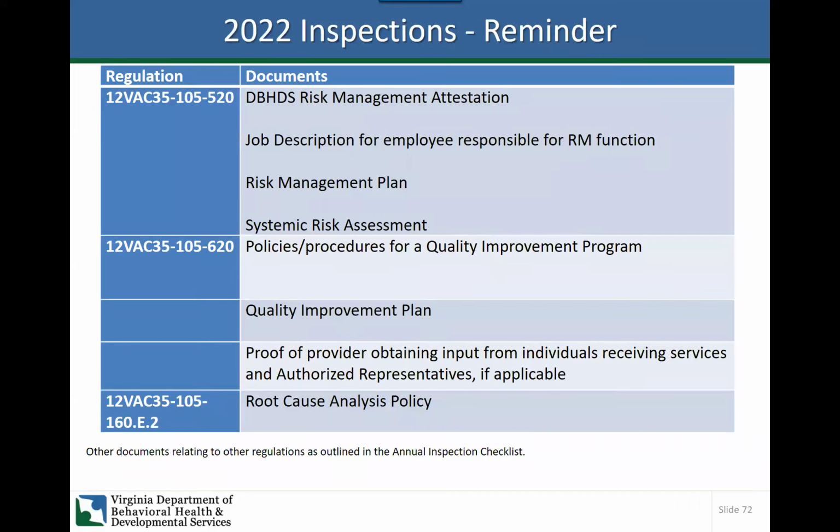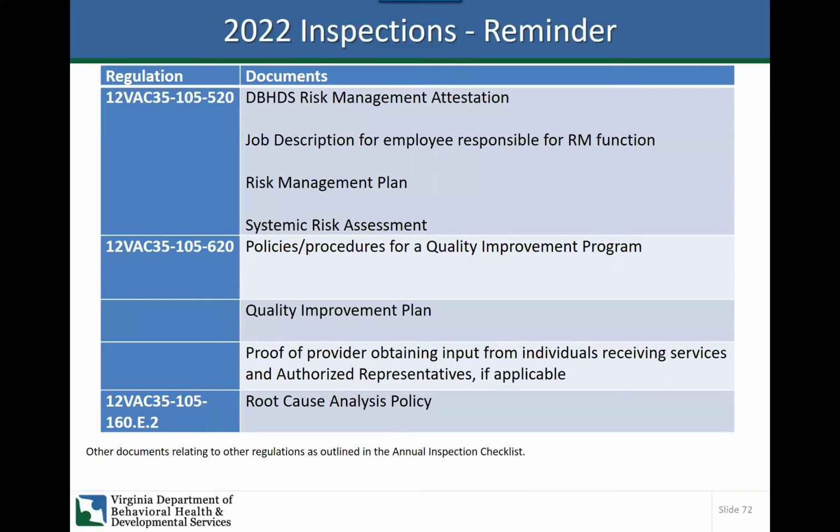So for the next slide, we tried to summarize some of the documents that will be requested as part of the 2022 inspections. Certainly, this is not all inclusive because there will be documents related to other regulations. And again, the Office of Licensing will issue the inspection checklist in the coming weeks. But for 520, it's that risk management attestation, the job description for the employee responsible for the risk management function, your risk management plan, your systemic risk assessment.